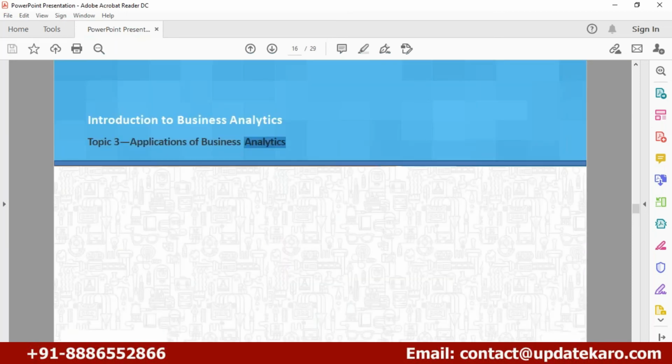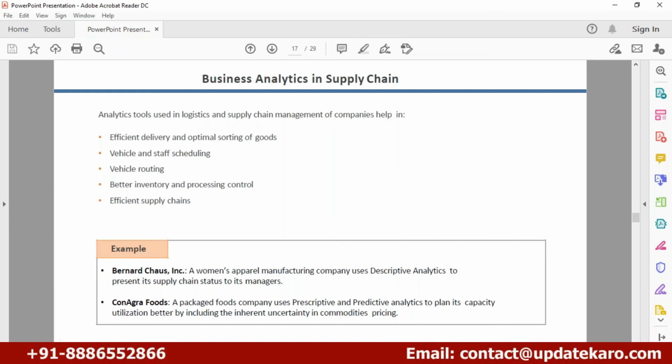So now we'll see applications of business analytics. First, we will see business analytics in supply chain. Can anybody tell me, don't look at the slide for a moment, just forget about it. Business analytics in supply chain: how does it help the supply chain or logistics team? Any idea, or would you like to?